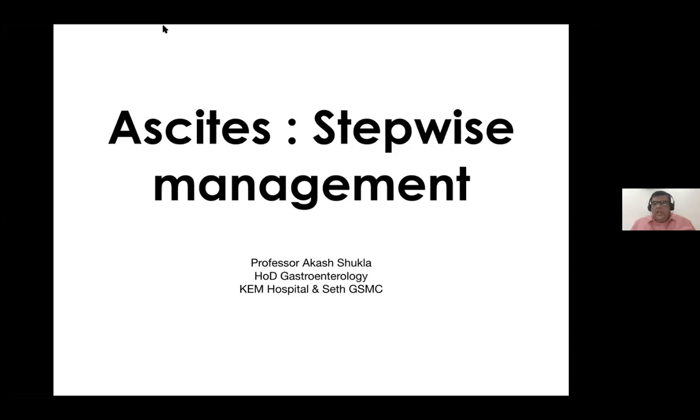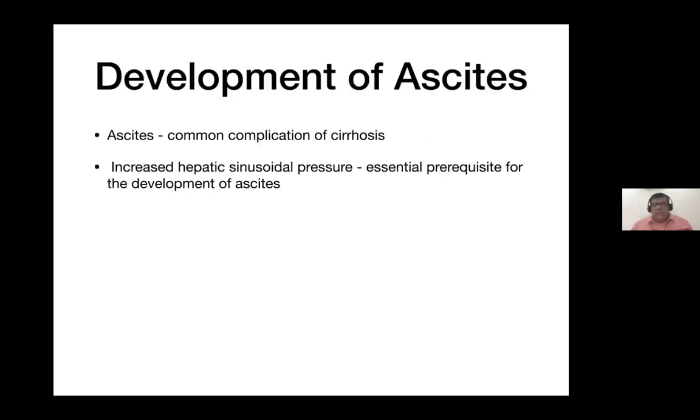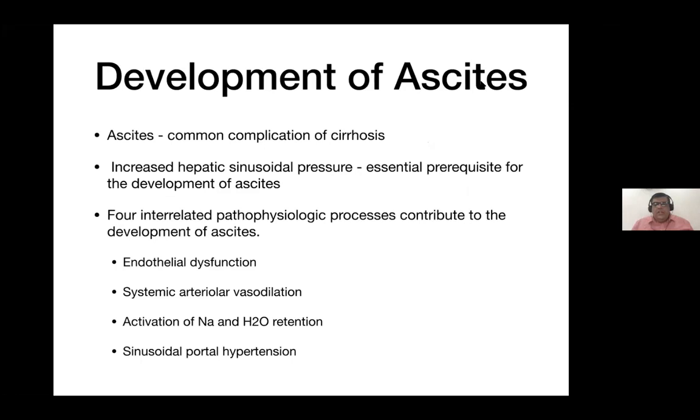We all know that ascites is a common complication of cirrhosis, and the prerequisite for development of ascites because of cirrhosis is the interrelated pathophysiological processes which contribute to it. One is endothelial dysfunction in the splanchnic circulation, with excessive NO production, which causes splanchnic vasodilatation. Then there is severe sodium and water retention, and finally, sinusoidal portal hypertension. Now, how these four are correlated with each other, let's briefly see.